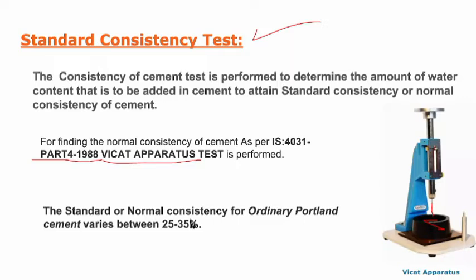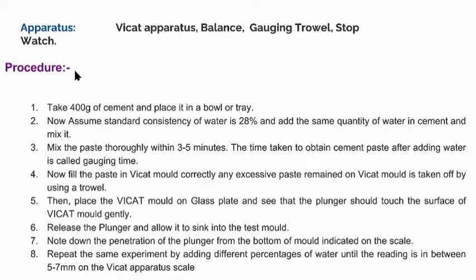The standard or normal consistency for ordinary Portland cement varies between 25 to 35%. That is, 25 to 35% of water by weight of cement is required for standard consistency of cement. The apparatus that is required is the Vicat apparatus, a balance to find the weight, a gauging trowel and a stopwatch.